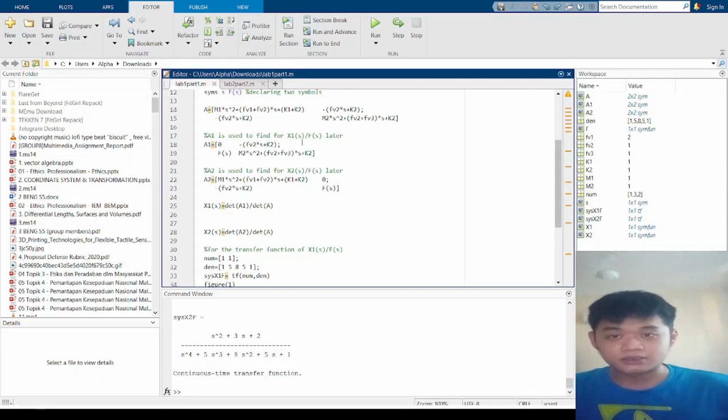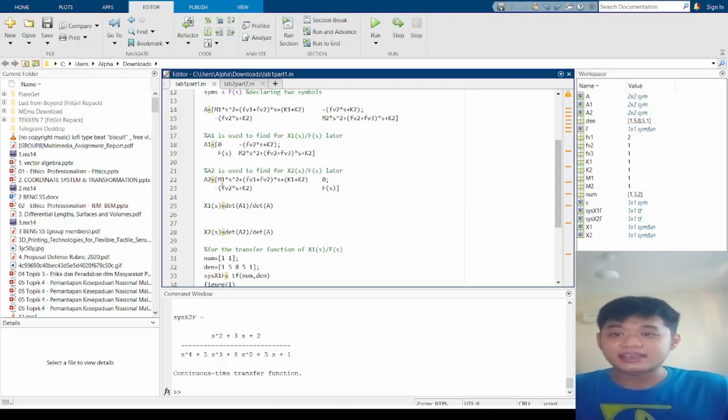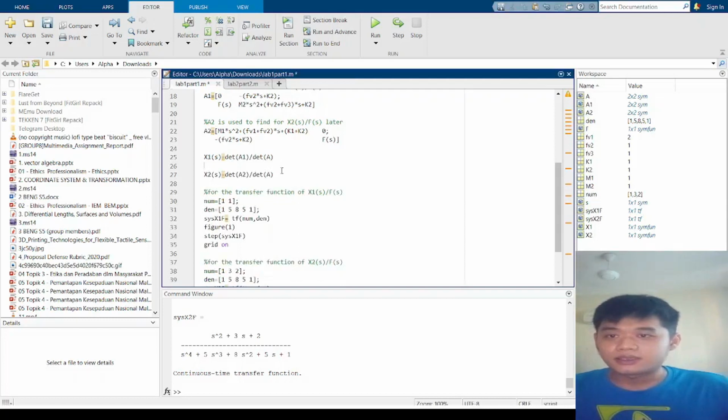Sorry to add on lately. For the A2, the same goes for A2 as well, which is to find the determinant for x2. But in this A2, the 0 Fs will be put in the second column here. For the determinant for x1, we can see the 0 Fs is located in the first column of the first matrix.